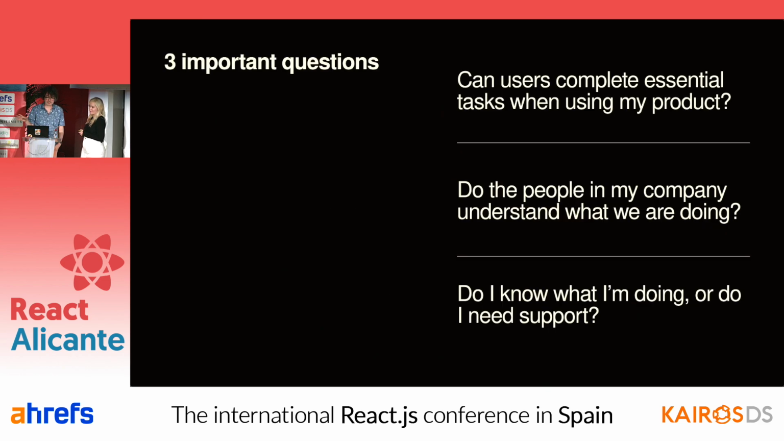Now there's 3 important questions you should ask yourself when you're tackling accessibility. Can users complete essential tasks using my product? Do people in my company understand what we are doing? And do I know what I'm doing, or do I need support? You might ask yourself these questions not about accessibility. That will be our talk next year about existential crises.